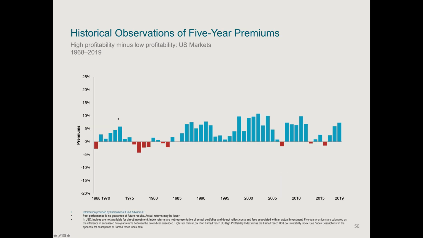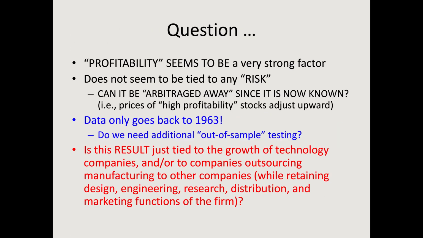So profitability seems to be this very strong factor. It doesn't really seem to be tied to a specific risk, and one of the questions is, if it's not tied to the risk of a company, can it be arbitraged away? Can investors basically say, we're going to reprice high profitability stocks higher, and we're going to reprice low profitability stocks lower and have this adjustment? Another problem is the data only goes back to 1963. Kind of a question that I have posed, I haven't seen a good answer, is high profitability stocks just a result of the growth of technology companies, and especially companies that have outsourced their manufacturing to other companies as opposed to keeping the manufacturing themselves? So there's some questions about profitability, but it is a very strong and very persistent factor, very robust, in other words.